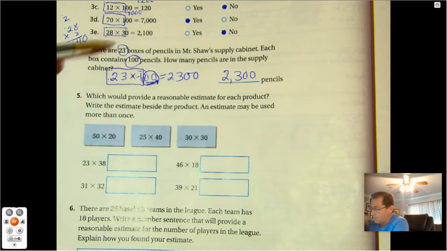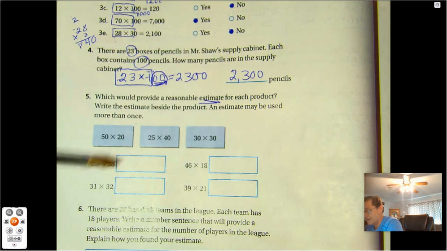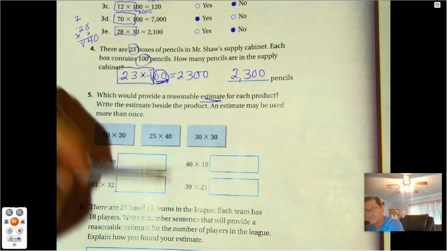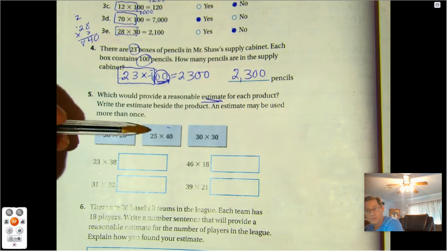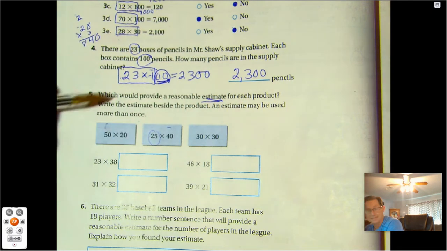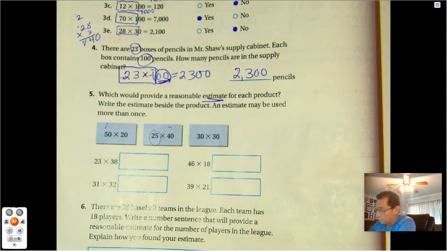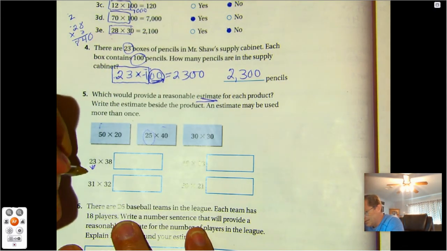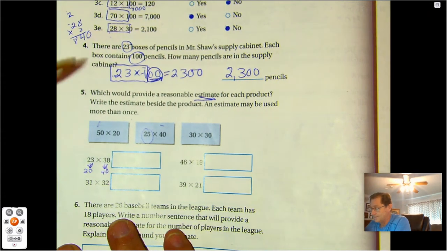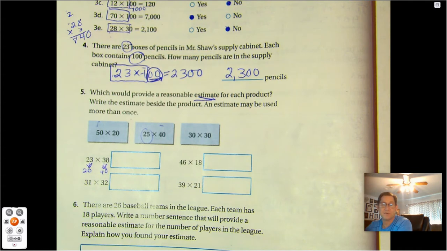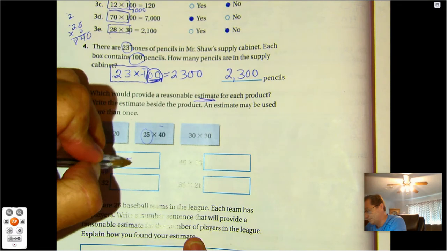All right, which would provide a reasonable estimate? So we basically have to estimate these values, and either we're rounding to the nearest 10 or we're using compatible numbers. How do I know this is compatible numbers? Because that's not rounded to the nearest 10. They kept it as 25. So if we rounded 23 down to the nearest 10, we get 20. If we rounded 38 up, we'd get 40. 20 times 40. Okay, so I don't see 20 times 40. I see 25 times 40. So that's got to be the one for this one.